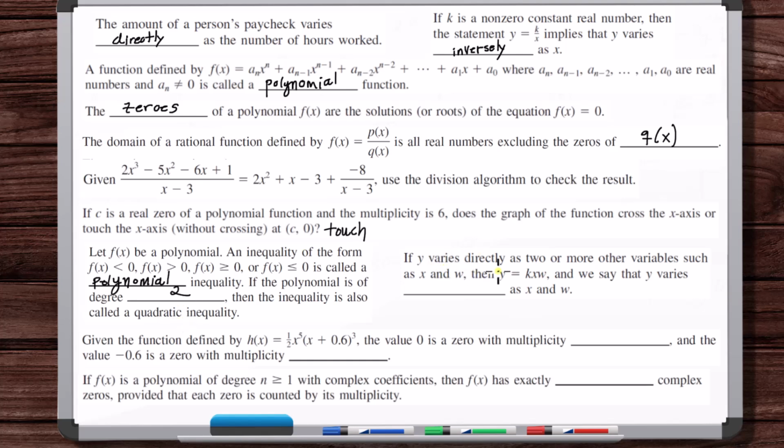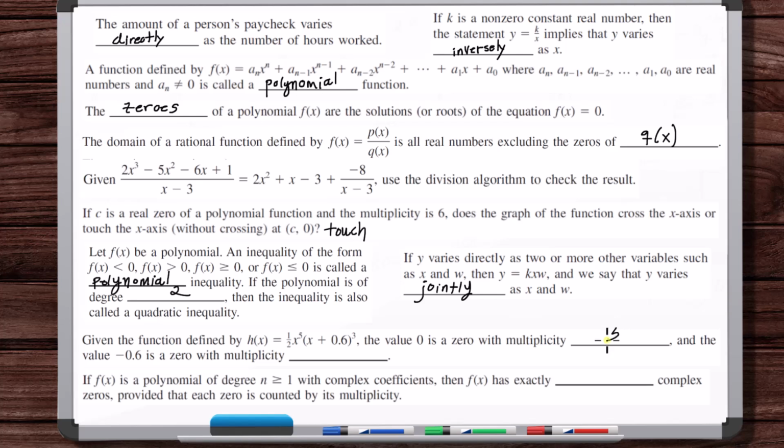If y varies directly as 2 or more other variables, such as x and w, then y is equal to k times x times w, and we see that y varies jointly as x and w.